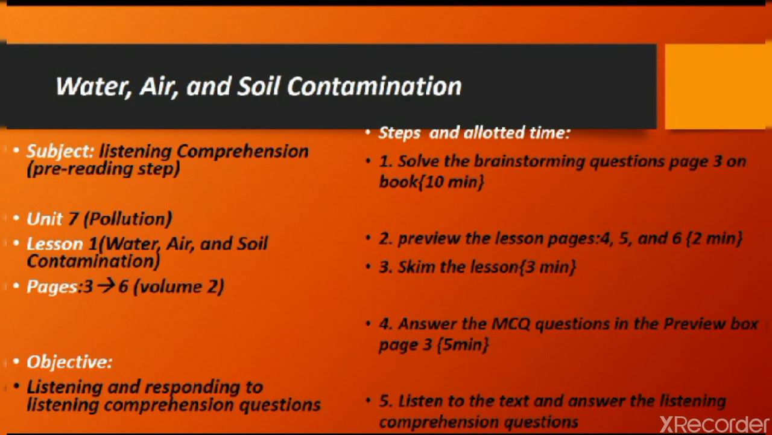Step number 3, skim the lesson by reading the first paragraph thoroughly, the first sentence of every paragraph and the last paragraph thoroughly. This step helps you get the general idea of the lesson. Step number 4, answer the MCQ questions in the preview box. Finally, step number 5, listen to the text and answer the listening comprehension questions.